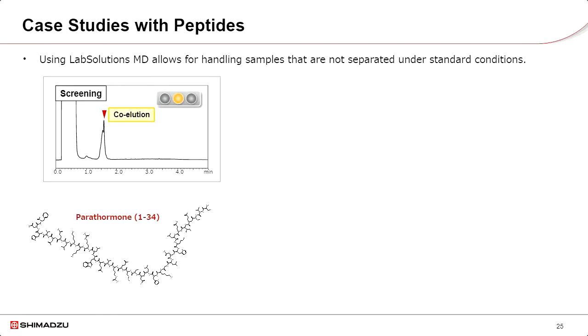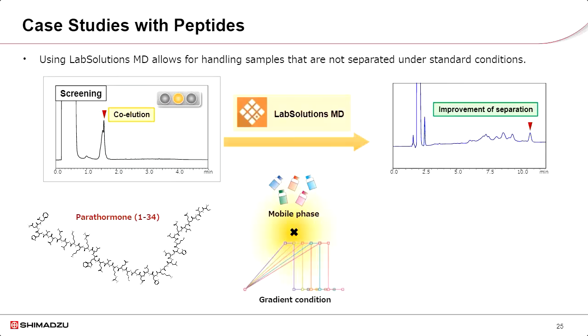Now, let's take a look at the workflow when the screening analysis results are designated yellow. Here, we have an application example involving synthetic peptides, where the sample mixture contains the target component, paratoluene. The screening analysis results indicated that the target component co-eluted with impurities, resulting in a yellow designation. In response, by utilizing Lab Solutions MD to perform solvent screening and gradient optimization, the separation between the target component and the impurities was successfully improved.